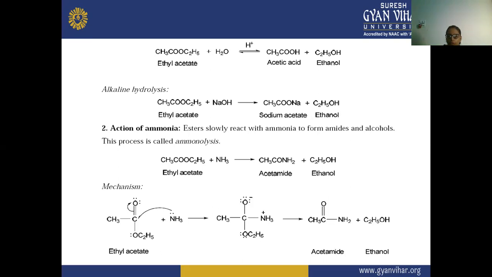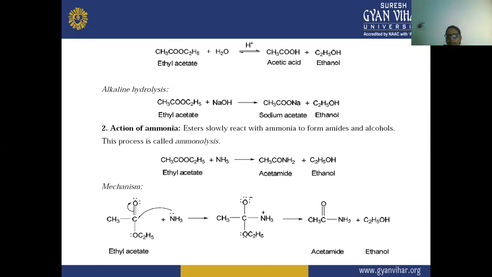Next is the action of ammonia. In the action of ammonia, esters slowly react with ammonia, and there is a formation of amides and alcohol. And this process is called ammonolysis. So esters are slowly reacting with this ammonia, forming amides and alcohol, and this process is called ammonolysis.